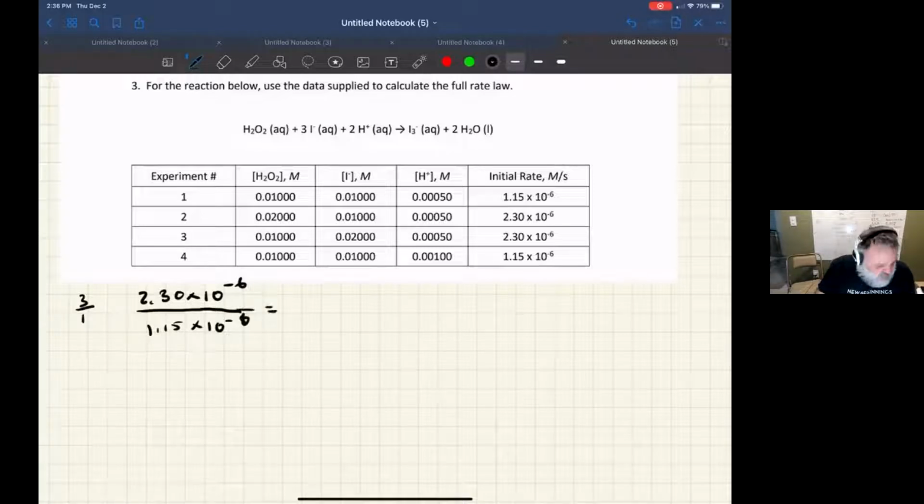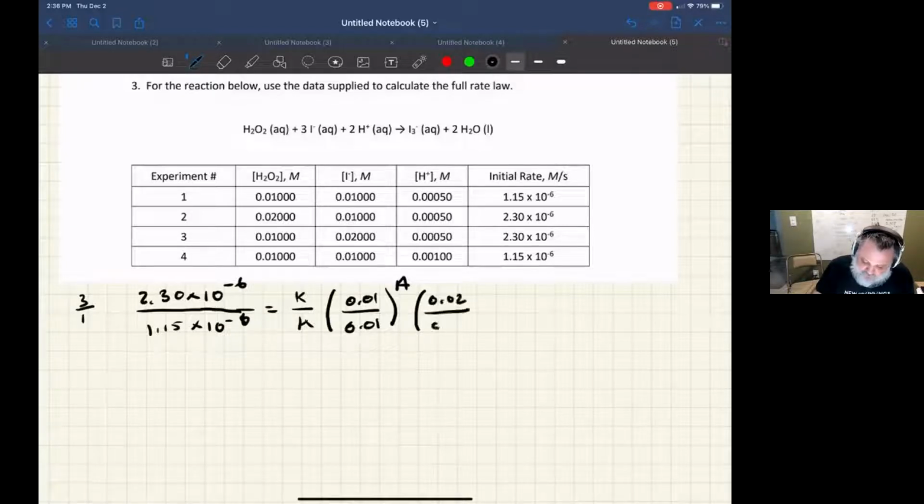That equals the rate constants, K, they're going to cancel. I know that the concentration of H2O2 is 0.01 divided by 0.01. That's going to be to the A power. I'm just going to use A, B, and C because I've got 3 of them. Now I've got I. I'm going to use 0.02 divided by 0.01. That's the B power. And then H plus is 0.0005 divided by 0.0005. That's all to the C power.